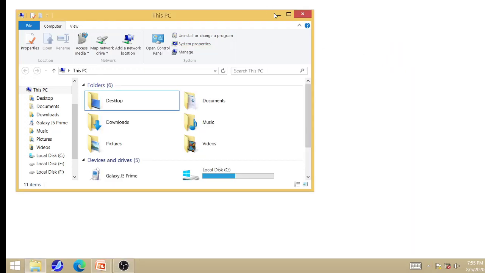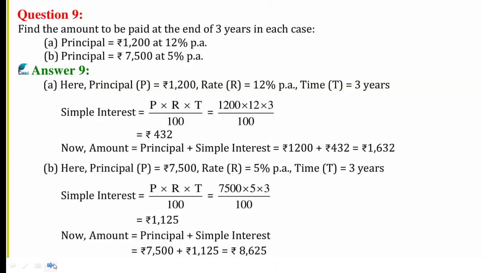Good morning, students. Today we are starting with our next question, question number 9. Before that, we will study these terms: principal, rate, time, simple interest, amount.